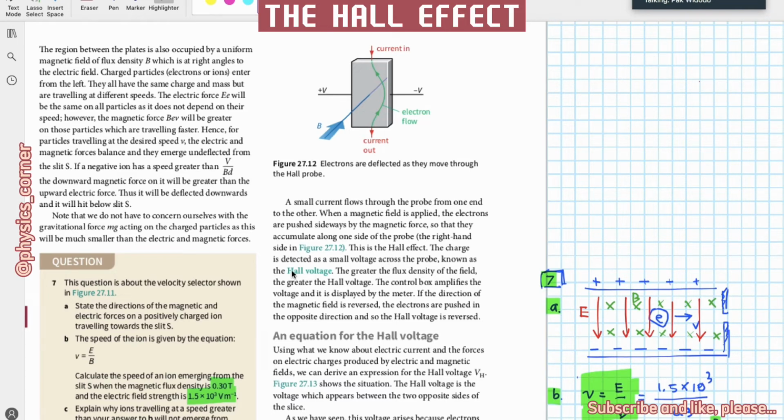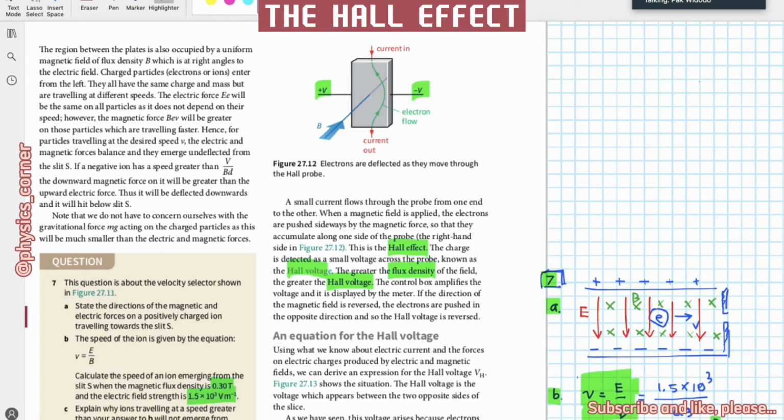The charge builds up and we detect a small voltage across the probe, known as the Hall voltage. This is what we then call the Hall voltage, ya. Positive V, negative V, as the Hall voltage. The greater the flux density of the field, the greater the Hall voltage. Flux density is proportional to Hall voltage. The control block amplifies the voltage and it is displayed by a meter. Later this is measured by a voltmeter.